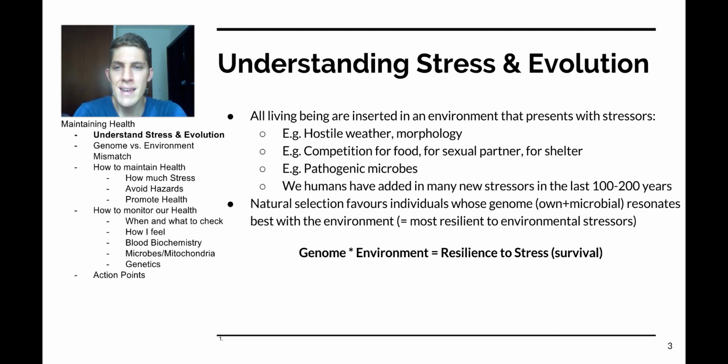Now, if a living being thrives in an environment, it means his genetics, so his genome, can cope well with the stressors. So when I say his genome, I mean his genetics and the genetics of his microbes that live in symbiosis with him. So the individuals who thrive will also be the individuals which are more likely to survive. So this is natural selection.